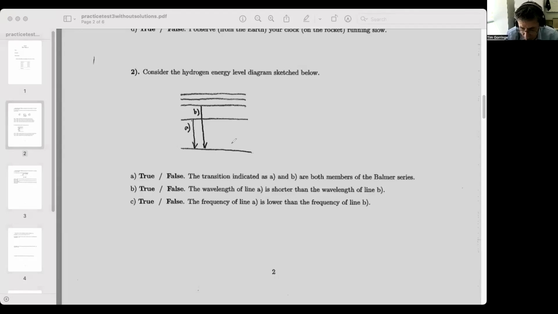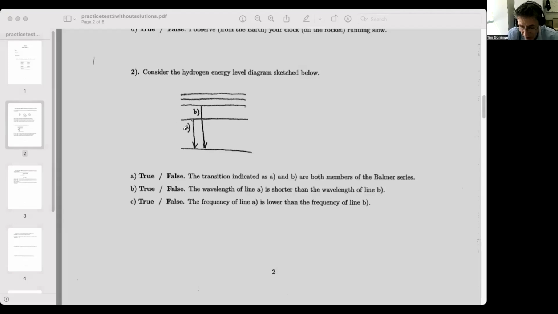On that energy level diagram, the lowest line is the most deeply bound state of the hydrogen atom, and as you walk upwards, the states are less and less deeply bound. On this sketch, we've drawn two transitions. Transition A is from the first excited state to the ground state. Transition B is from the second excited state to the ground state.